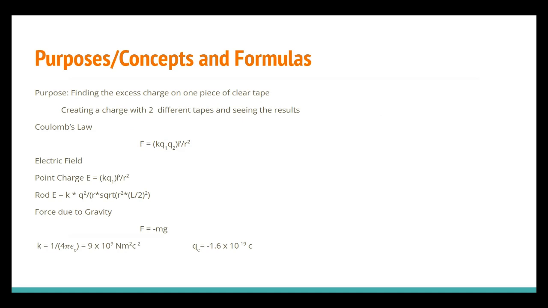No Coulomb's law this time, but electric fields, which is the point charge and the rod of E. Point charge was with the first lab. Now the rod of E is for this lab because now we're imagining the charge is separated uniformly between the whole piece of tape rather than just one point. We know stuff like the force of gravity as well, and the K constant and the charge of an electron are the same as well.